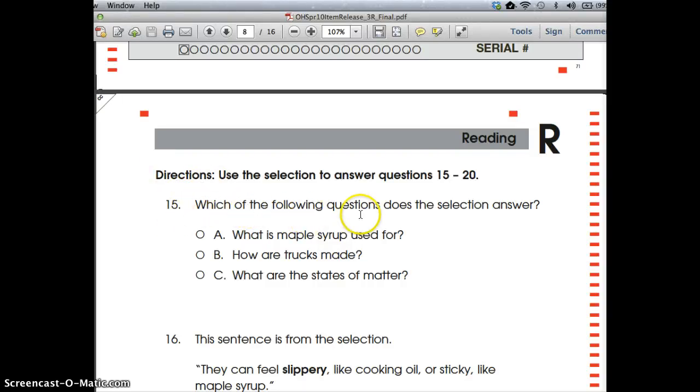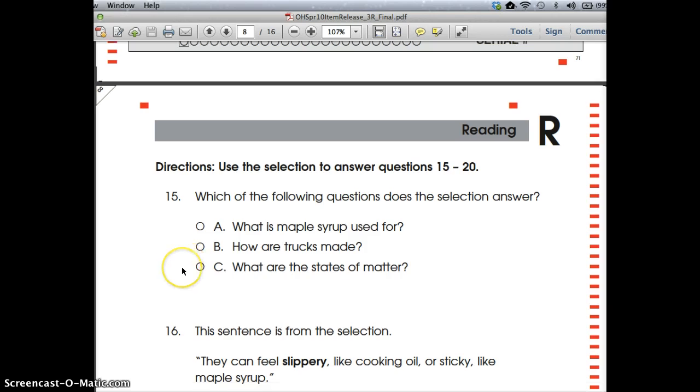Which of the following questions does the selection answer? Does it answer A, what is maple syrup used for? B, how are trucks made? Or C, what are the states of matter? What'd you think? If you put C, what are the states of matter, you are correct. And so if you marked C, put a star or a check mark to show that you got it right. If you did not pick C, fix it.